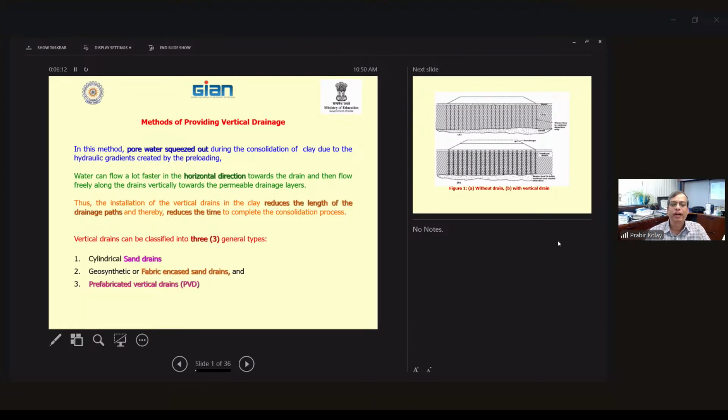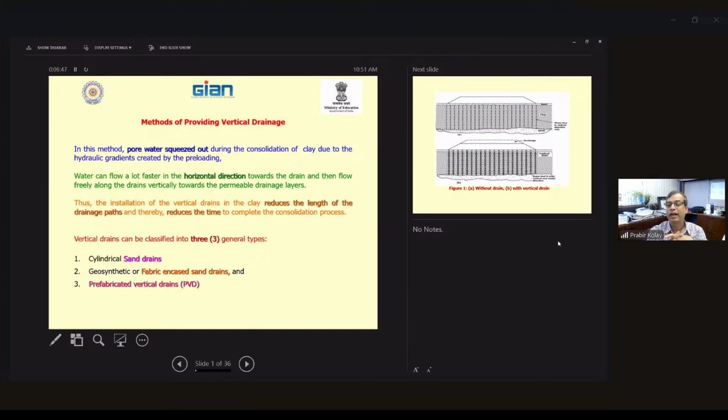With vertical drains, water is squeezed out during the consolidation of clay due to the hydraulic gradient created by the preloading. Water can flow a lot faster in the horizontal direction to the drain and then flow freely along the vertical drains. Terzaghi's theory is one-dimensional consolidation, where water flows in the vertical direction, but in real life it can flow horizontally or vertically. So if you create a vertical drain, water can flow in the horizontal direction, and the rate of consolidation will be much faster.